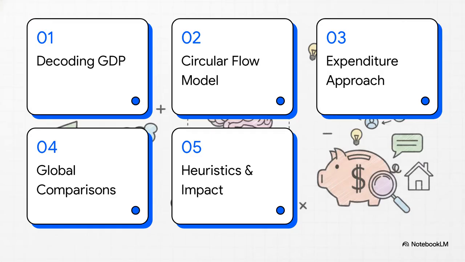So here's our quick roadmap for today. First, we'll decode gross domestic product, then map out the circular flow model, break down the expenditure approach, look at some global comparisons and alternatives, and finally end up at heuristics and human impact.